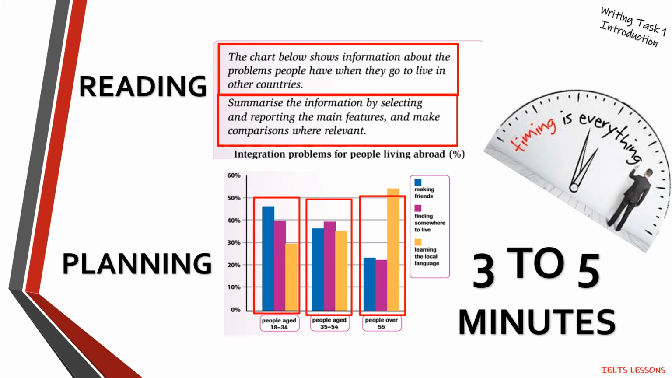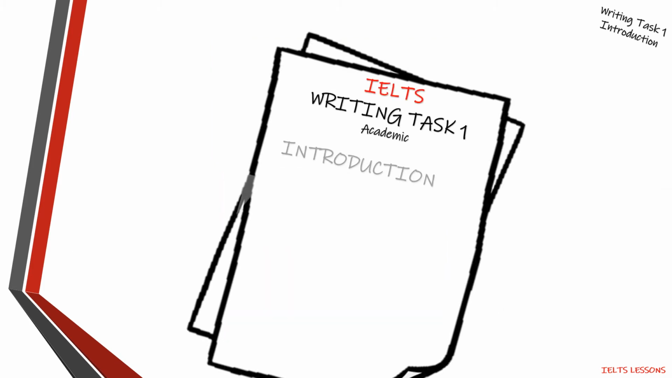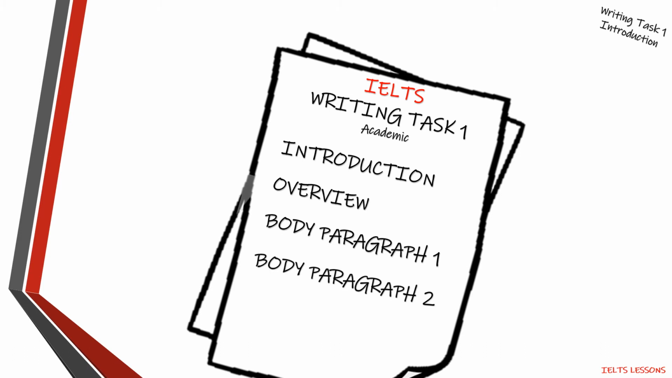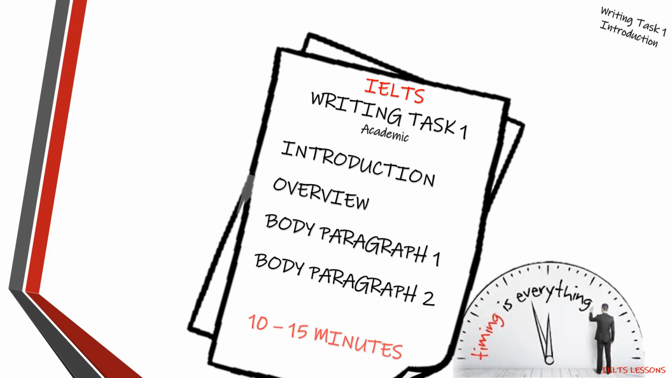After we read the prompt, we have to allot at least 3 to 5 minutes to plan the content of our essay. So again, first read the prompt and allot about 3 to 5 minutes to plan our essay. Then after we read the prompt and plan, we move to writing our essay, which includes the writing of our introduction, the overview, and the body paragraphs. During this time, we must spend at least 10 to 15 minutes.